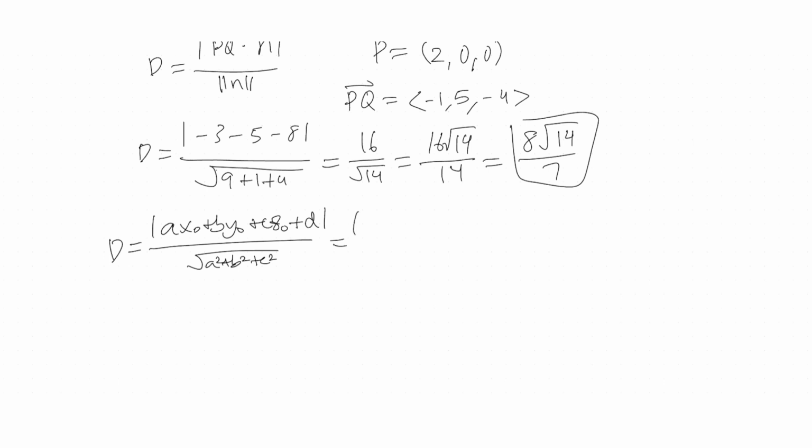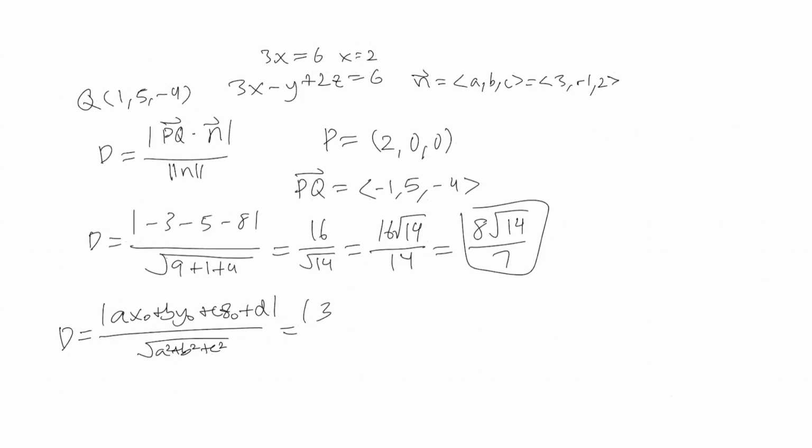So 3 times 1 is 3, plus -1 times 5, so -5, plus 2 times -4, so -8. The plane equation is ax plus by plus cz plus d is equal to 0, so we need to move the 6 to the other side, and our equation becomes 3x - y + 2z - 6 = 0. So our d is actually -6, not 6. We have -6 by its own, because d is not multiplied by anything. This is over the magnitude, which we found just before: the square root of 14.